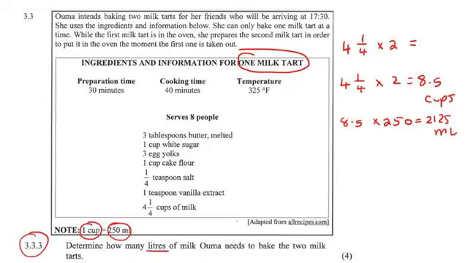So remember that in 1 liter, there is 1,000 mils. So we need to change that back to liters now. So you would say 2,125 divided by 1,000, and that's going to give us 2,125 liters.